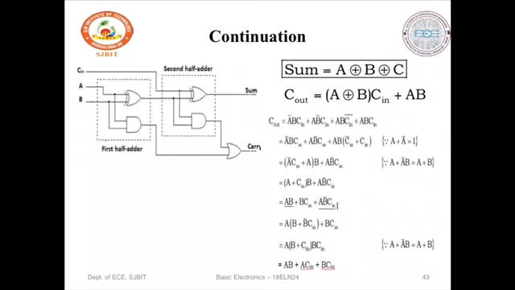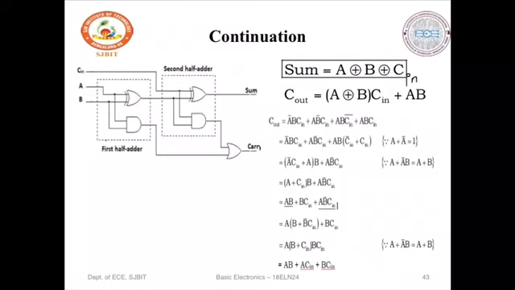I listed out the same expressions whatever I have simplified just now here. Sum is equal to A exclusive-OR B exclusive-OR C. C out is equal to (A exclusive-OR B) C in plus AB. Here also we can include C in here. Sum is equal to A exclusive-OR B exclusive-OR C in. C out is equal to (A exclusive-OR B) into C in plus AB.